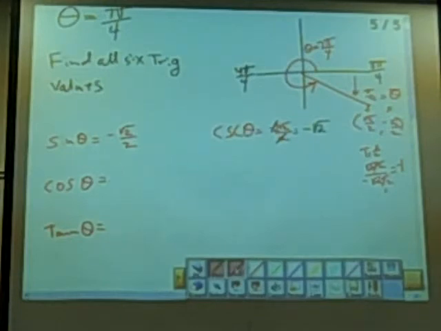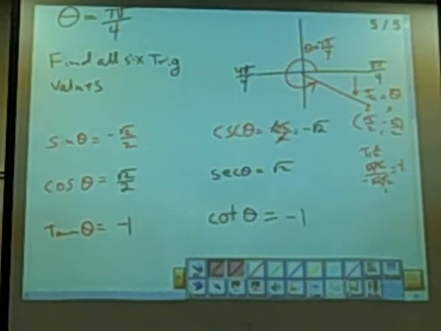And now for cosine, square root of 2 over 2, that's going to be a positive square root 2 over 2. And what's the reciprocal? Secant, right. And so that would make it a positive square root 2. Tangent? Negative 1. And so therefore cotangent is 1 over negative 1, so that's just negative 1 as well. Okay?